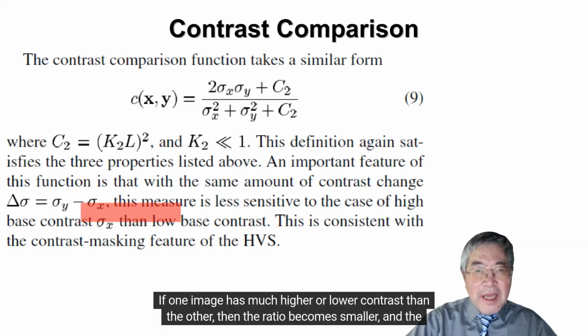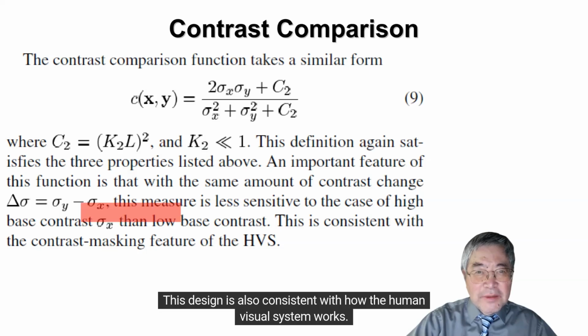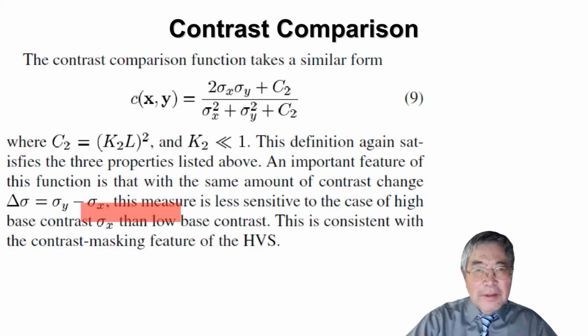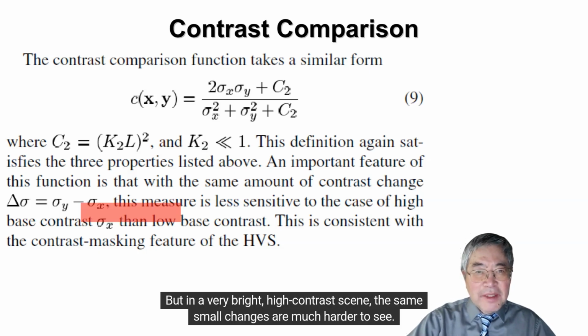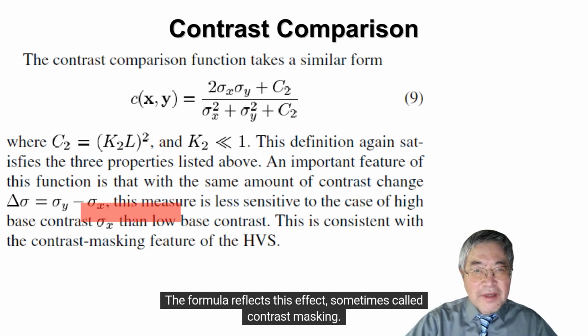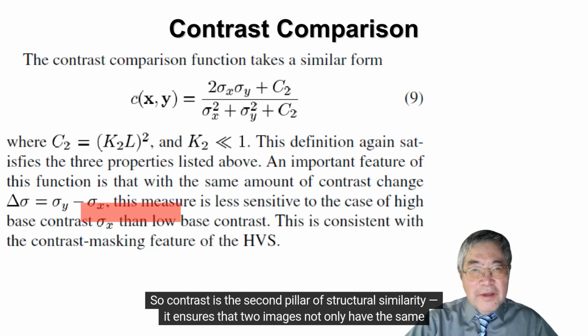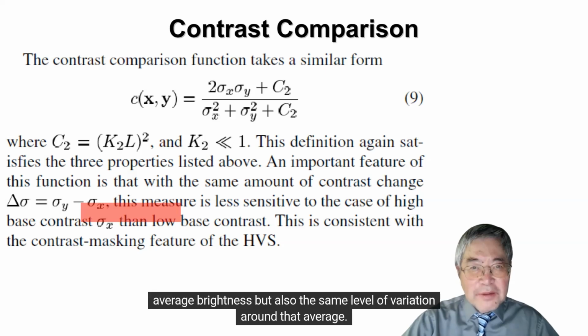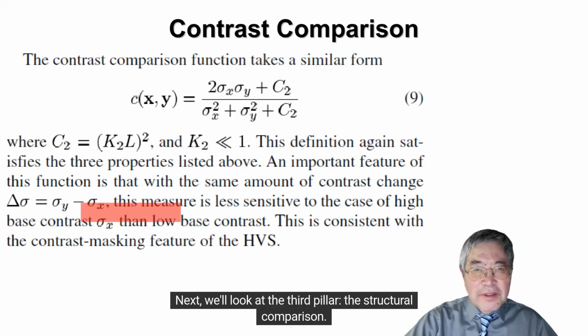If one image has much higher or lower contrast than the other, then the ratio becomes smaller and the similarity drops. This design is also consistent with how the human visual system works. For example, in a very dark room, small changes in brightness can be quite noticeable. But in a very bright high-contrast scene, the same small changes are much harder to see. The formula reflects this effect, sometimes called contrast masking. So contrast is the second pillar of structural similarity. It ensures that two images not only have the same average brightness, but also the same level of variation around that average. Next, we'll look at the third pillar, the structural comparison.